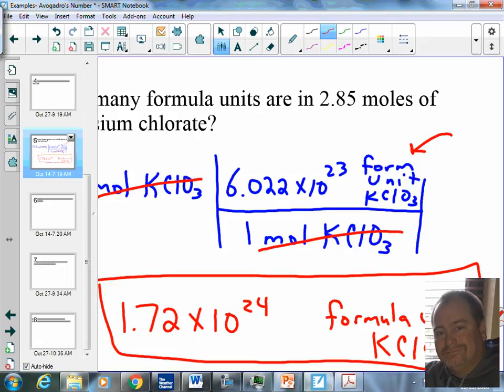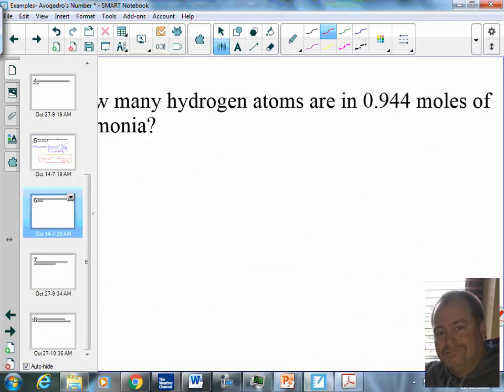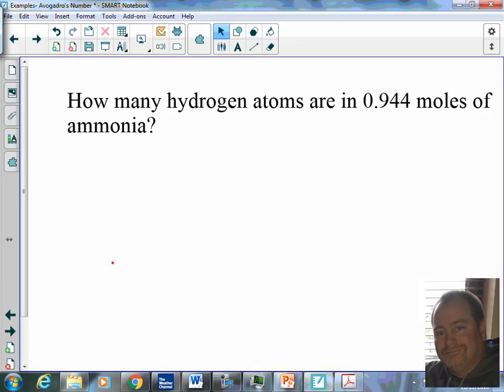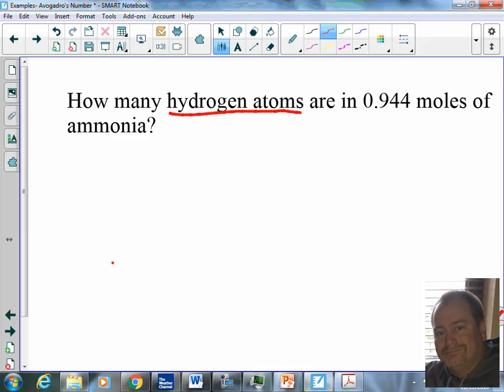Now, sample number 6. I'm going to give you a second to write it down. Okay, how many hydrogen atoms are in 0.944 moles of ammonia? Now, here's the rub, folks. I am trying to find hydrogen atoms, and I'm given ammonia.